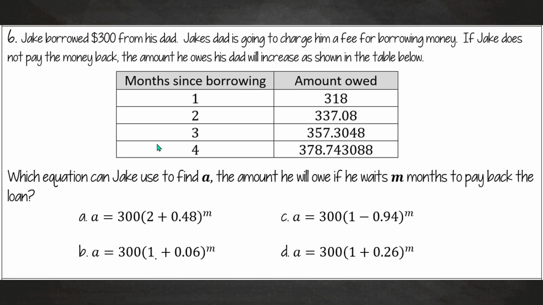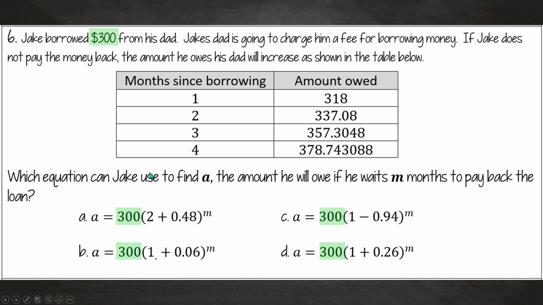All right. So question number 6, Jake borrowed $300 from his dad. Jake's dad is going to charge him a fee for borrowing the money. If Jake does not pay the money back, the amount he owes his dad will increase as shown in the table below. So we know that we have an increasing function. If we have an increasing function, we should be able to eliminate option C right away because this is a decay function written here. The y-intercept here does not help us because the y-intercepts for all of our equations are the exact same. And that was $300, the amount that Jake borrowed.